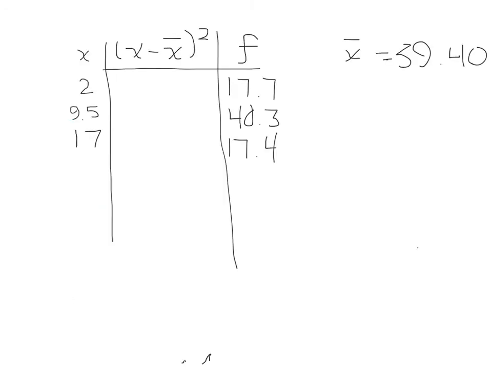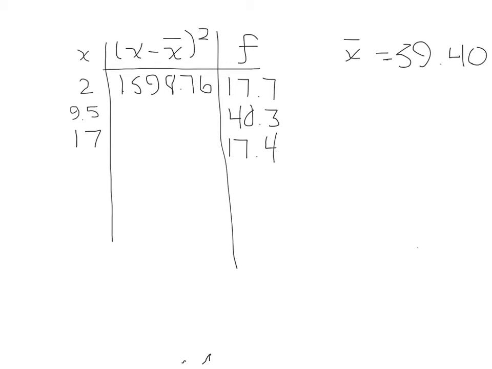So to get this started here, what I have to do is take the first value of x, which is the middle of the first group or bin, and that is 2. And I have to subtract my mean, which is 39.40. So 2 minus 39.40 then needs to be squared. And if you look at Help Me Solve This, you see that they recommend you round these values to 3 digits after the decimal point. So for this first value, we're going to get 1,398.76.